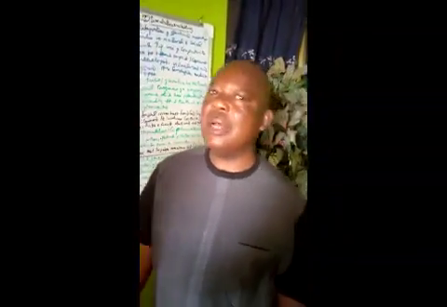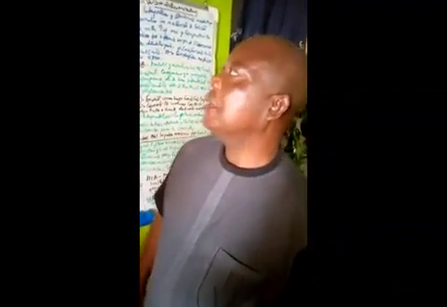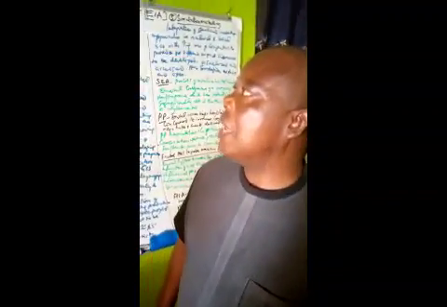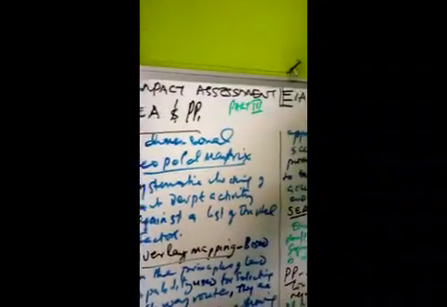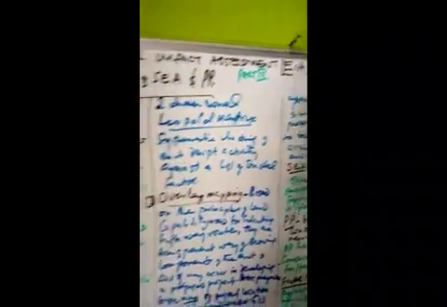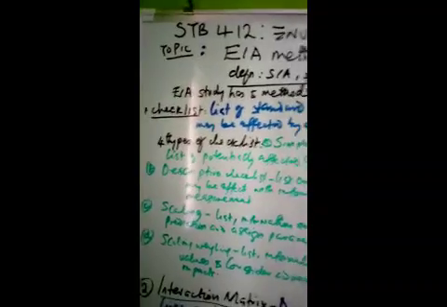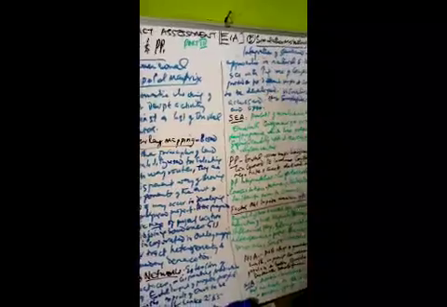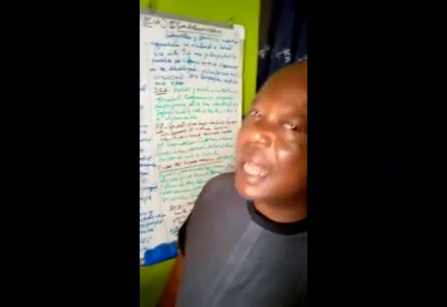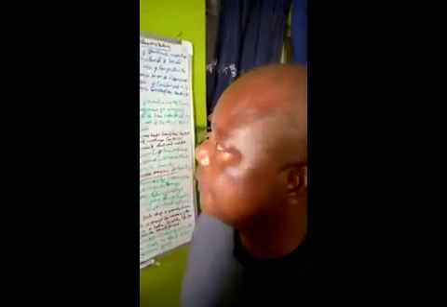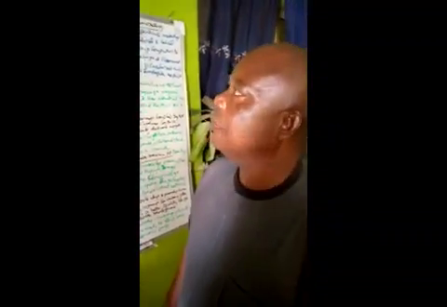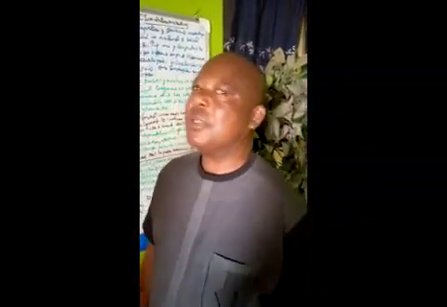Today we'll continue our discourse of the subject Environmental Impact Assessment, coded STB 412. And today we're taking part 3 of this lecture, and the topics for today's discussion are Environmental Impact Assessment methods, definition of strategic environmental assessment, what is public participation, definition of social impact assessment, and health impact assessments. We are going to start with EIA methods.